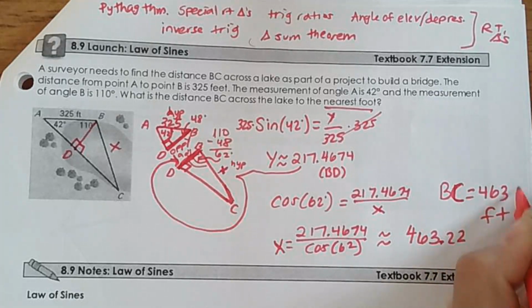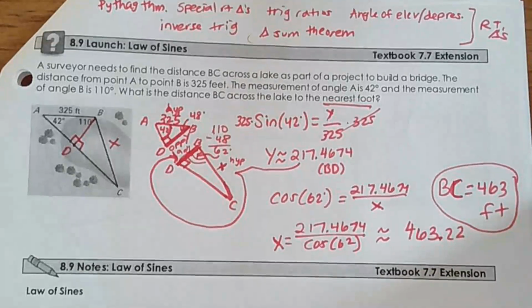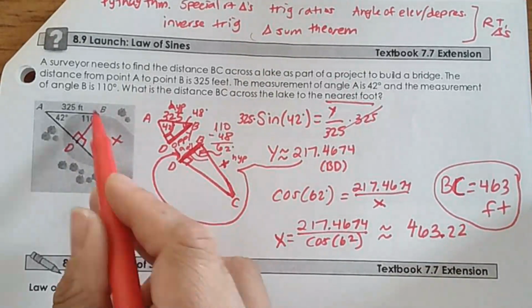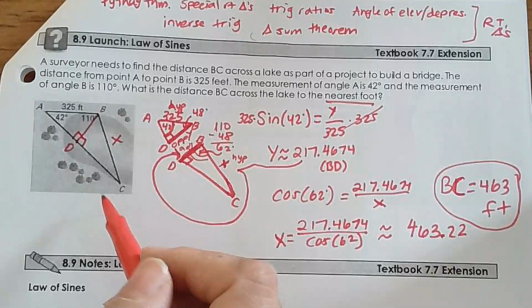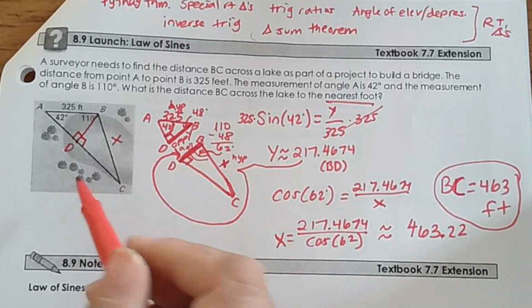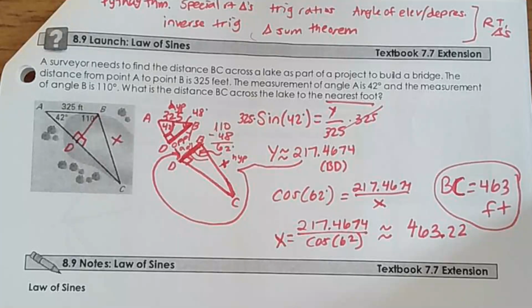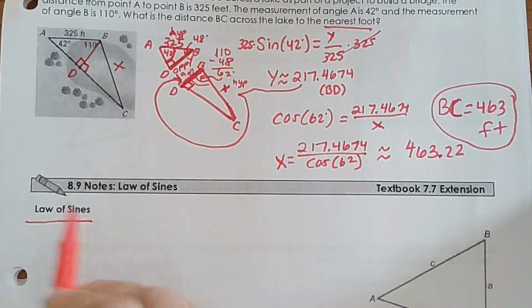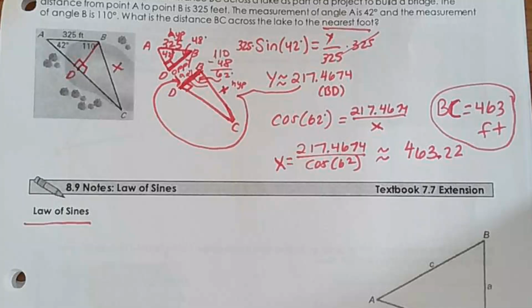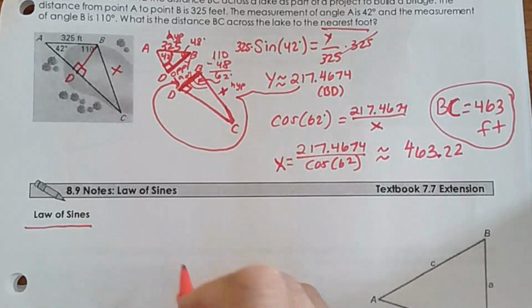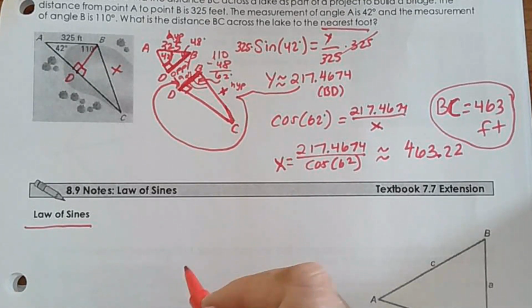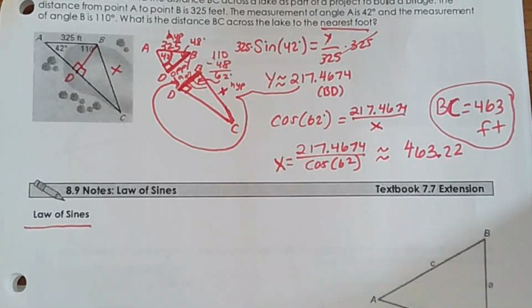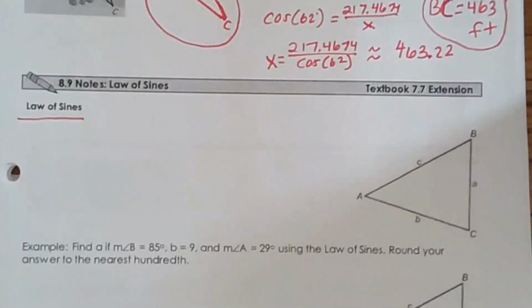So we still found a way to figure out this missing side, even though it wasn't a right triangle to begin with. We had to create some right triangles, but that's a lot of work to do every single time. There could maybe be a shortcut, which is where law of sines comes in. This thing called law of sines, you don't have to necessarily memorize it because it will be provided to you on the test. It'll be written just like I'm about to write right now.